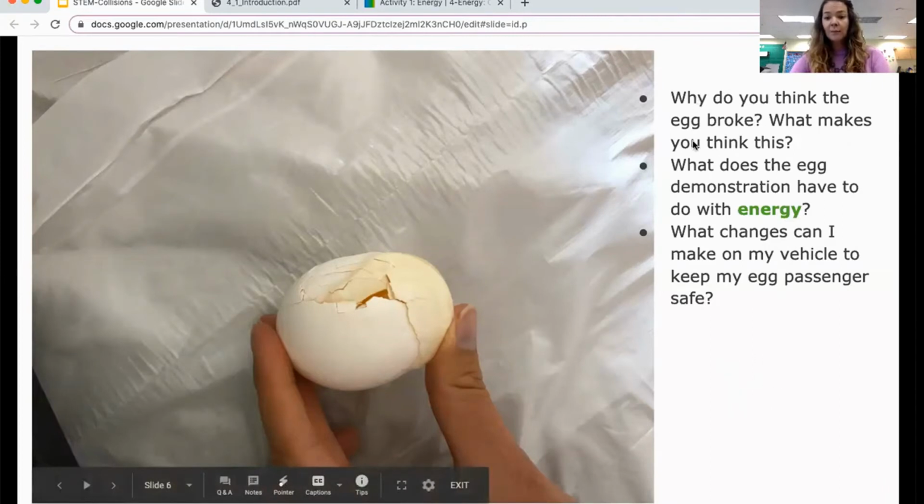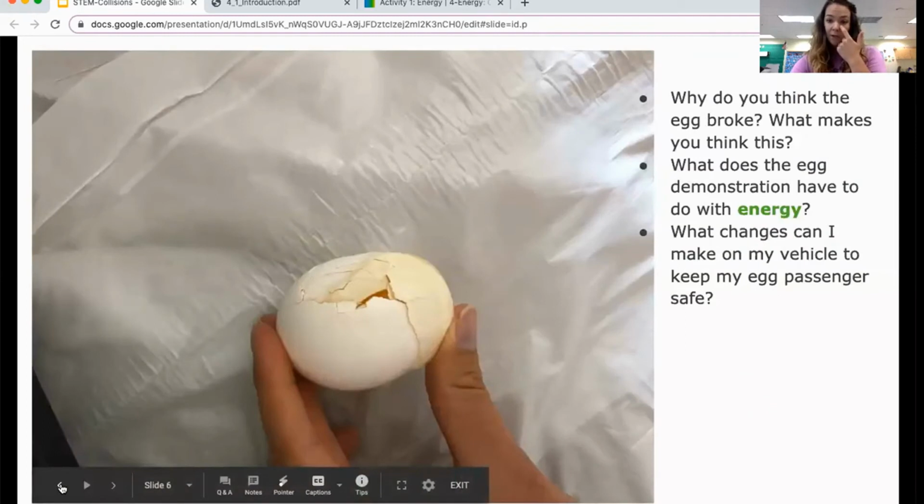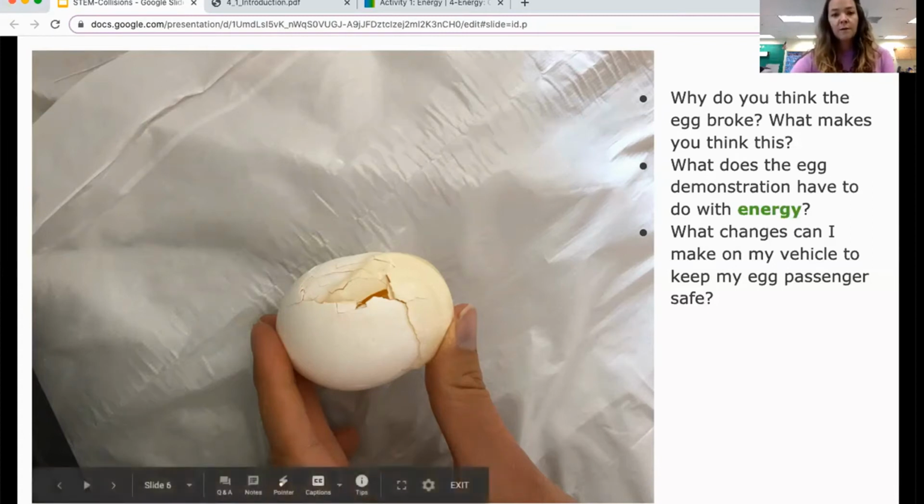So again, please consider some of these questions. Why does the egg break? What makes you think this? Why does the egg demonstration have to do with energy? And what changes could I make to the vehicle in the end to solve the problem of the egg breaking? Those are all the questions we want to keep asking ourselves, and then we'll do some research, okay?